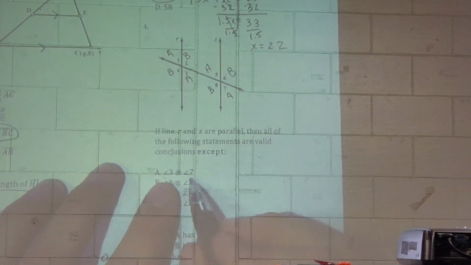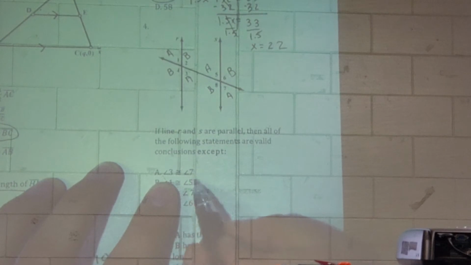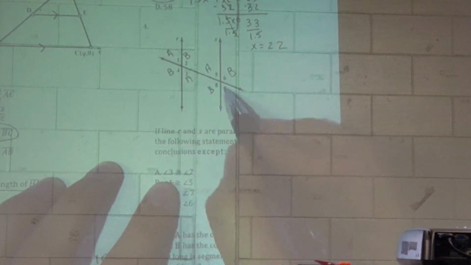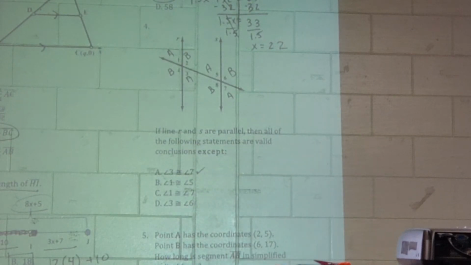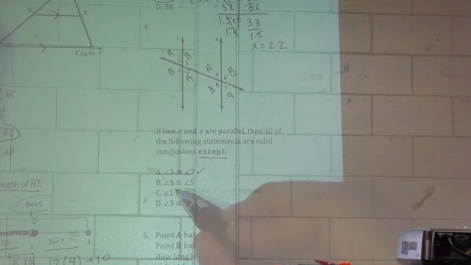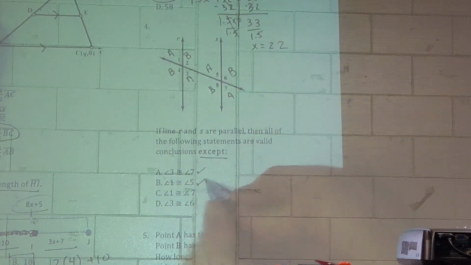So the first one says 3 and 7 are congruent. Angle 3 is congruent to angle 7. Well, angle 3 has an A and angle 7 has an A. So that seems valid. So I'm going to check it off. That's a good conclusion. Remember, we're looking for the one that's the exception, the wrong one. Angle 1 is an A, is congruent to angle 5, an A. They're both A, so that's valid.